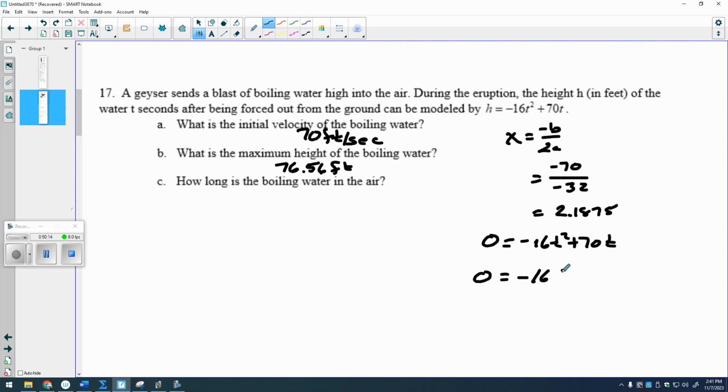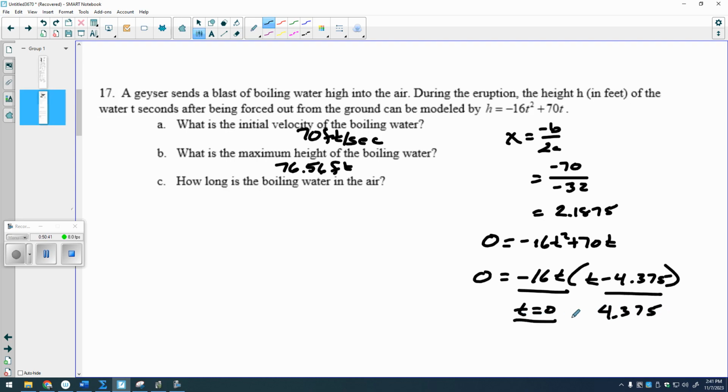I'm going to factor out a negative 16t, and I get t minus 4.375. So I factored out a t, and I went ahead and factored out the 16, but I did not need to. So now I can see when t equals 0, the water is on the ground, and when t equals 4.375, the water is on the ground.